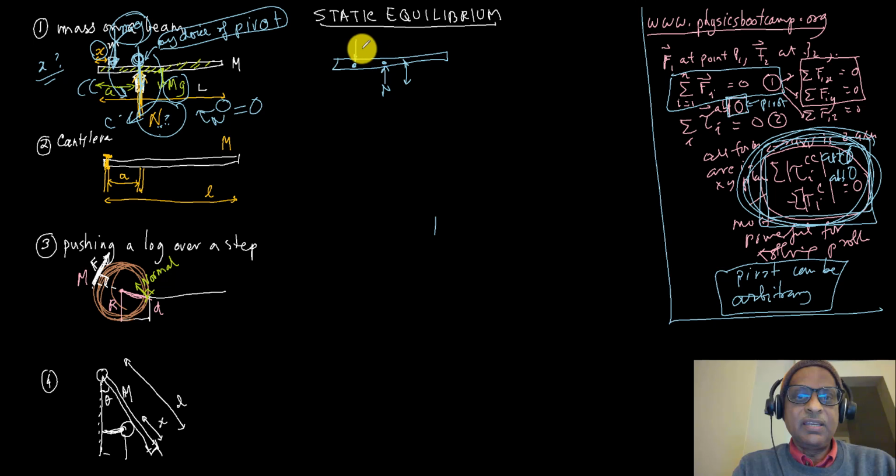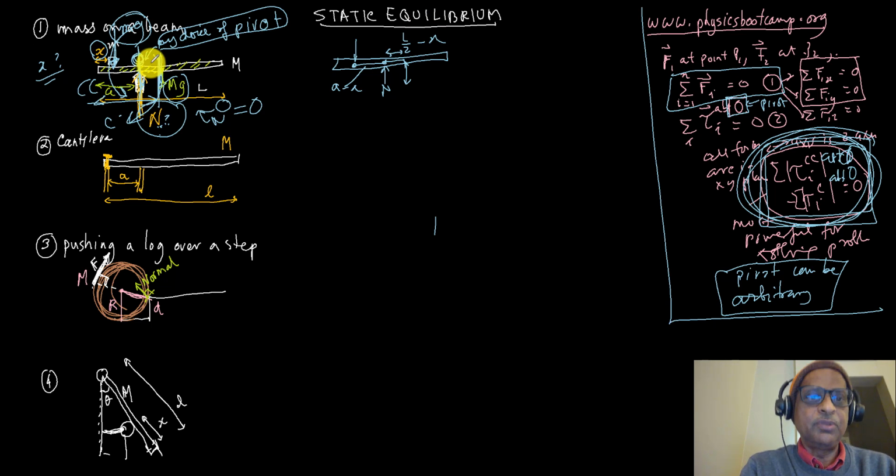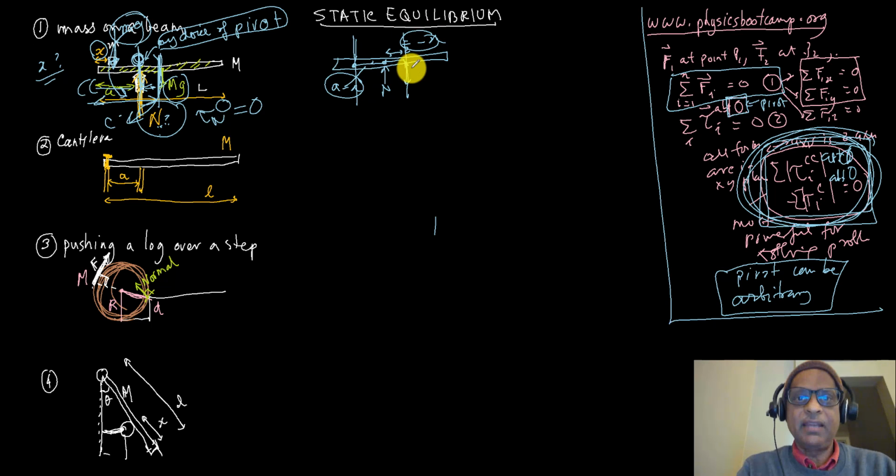So from here, this is the lever arm for this guy, and this is the lever arm for that guy. So this distance is a minus x, and so this is L over 2. So from here to here is L over 2 minus x, because from here to here is L over 2, and this is a. So this is the lever arm for that, and this is the lever arm for that.